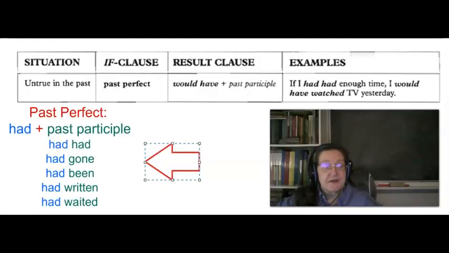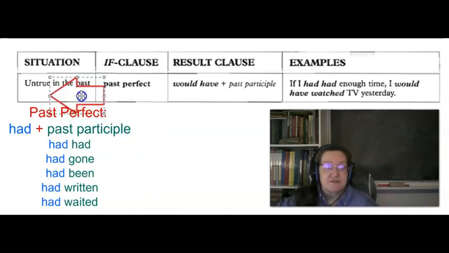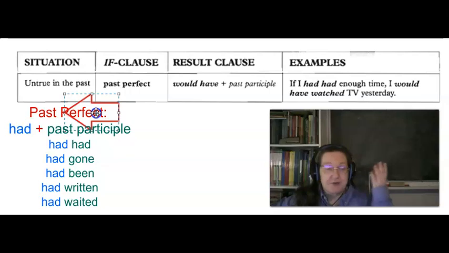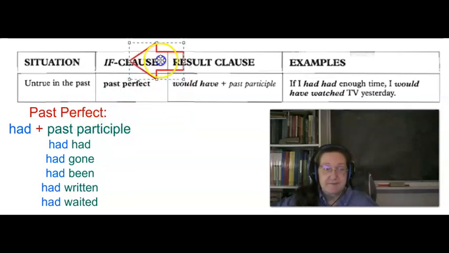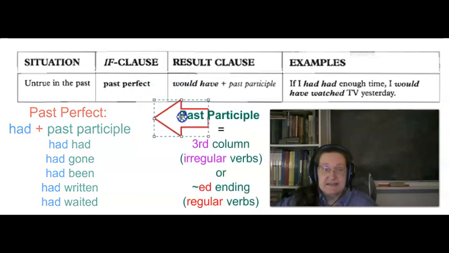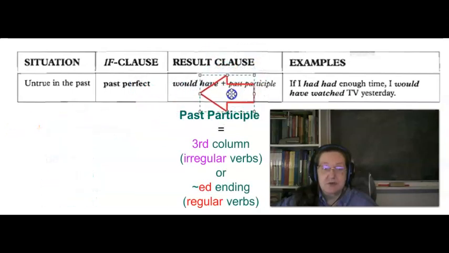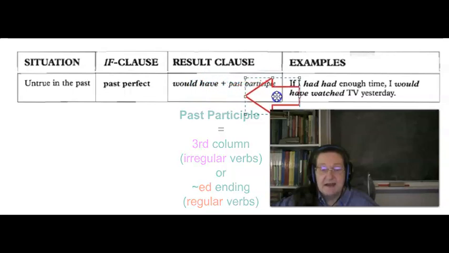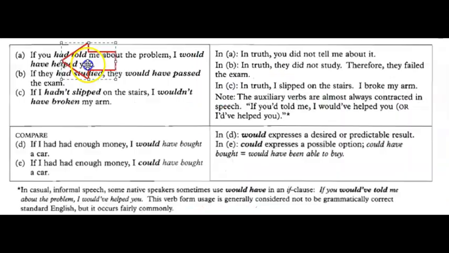So, this is how we form the third conditional. The situation is untrue in the past or a hypothetical condition in the past. In the if clause, we use the past perfect, and in the result clause, we use would plus the perfect infinitive. So, we have would, have, and the past participle.